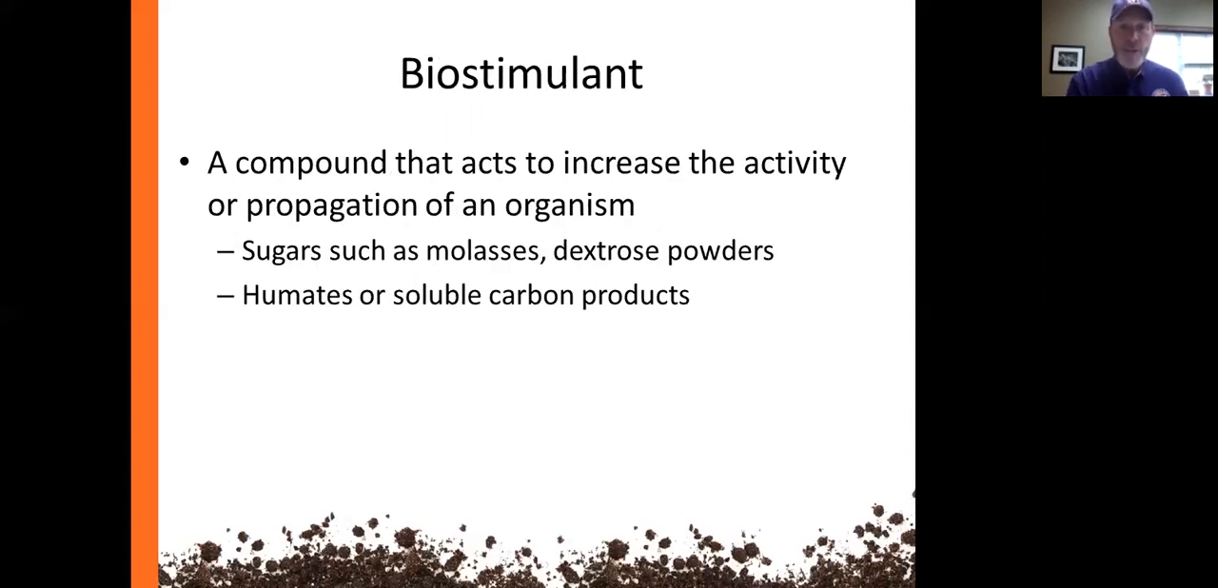Biostimulant, again, sugars, molasses, dextrose powders, humates, soluble carbon products, very similar to the benefits that we see from using products like the LCBF to not only encourage and feed those microorganisms that are inherent in your soil to function from a nutrient cycling standpoint, but also, if you're using a liquid biological as an inoculant, they would be a food source to provide the necessary energy and resources for those biologicals as well.